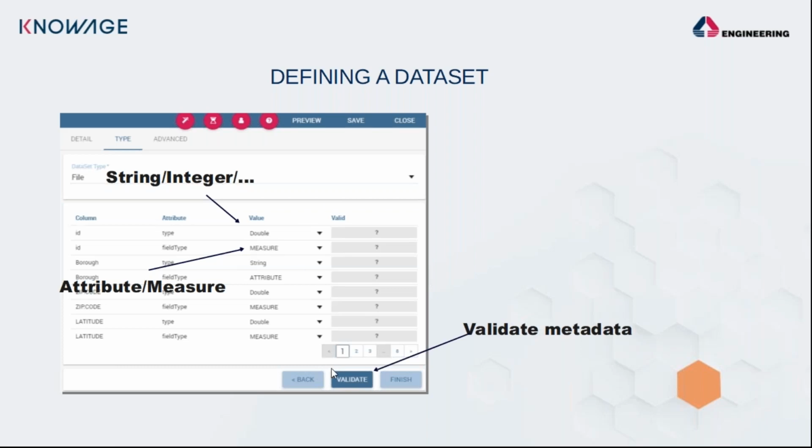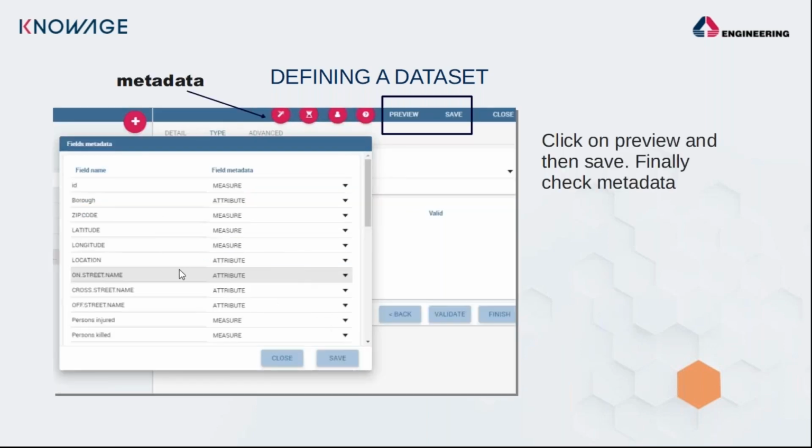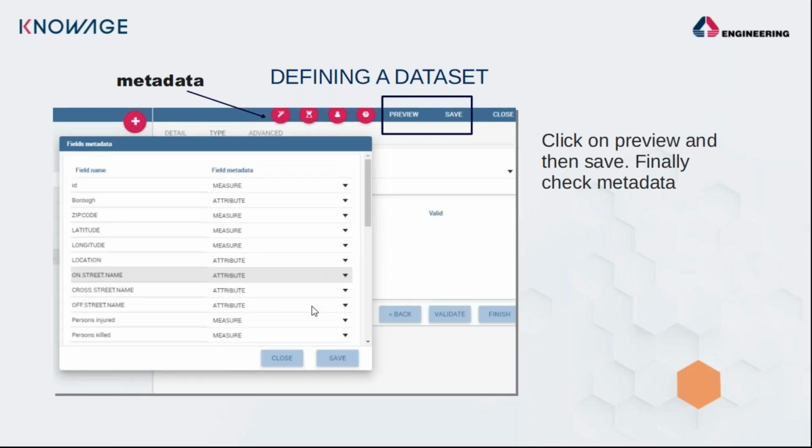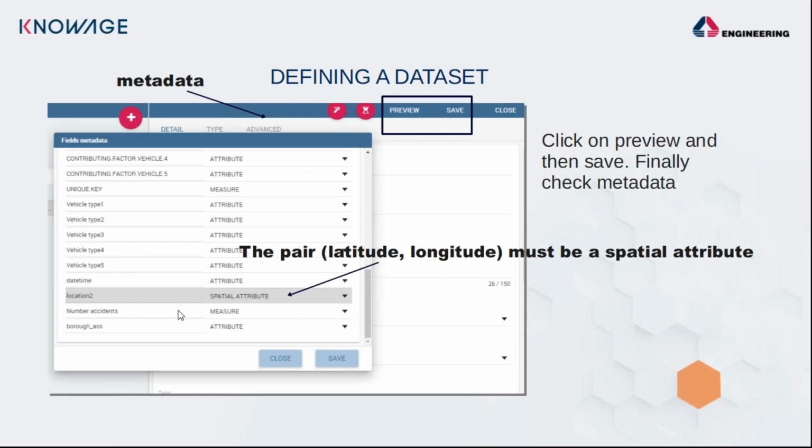If you are not fine with this association, you can use the combo box here to change. And once you're done, you click on validate. And then you preview and save the data set and check the metadata just associated, on the metadata button. And again, you notice that there are mostly attributes and measures, but you need at least one field to be treated as a special attribute.